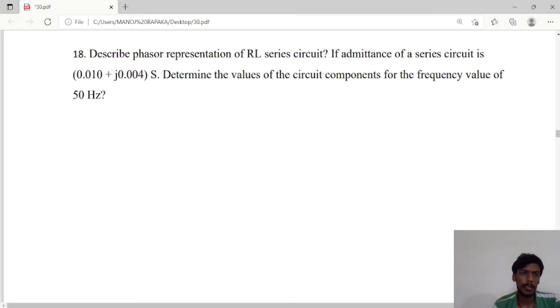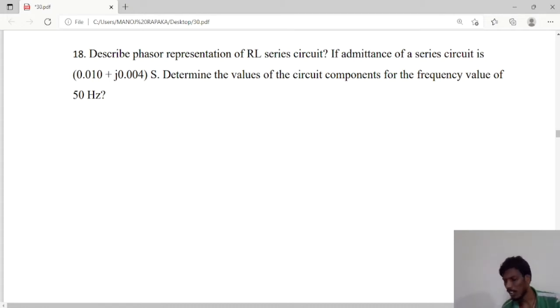Hello guys, today we will see some more problems. So he has asked: describe the phasor representation of an RL series circuit if the admittance of the series circuit is 0.010 + j0.004 S. Determine the values of circuit components for the frequency value of 50 Hz. So he has asked to calculate the phasor representation as well as the circuit components.